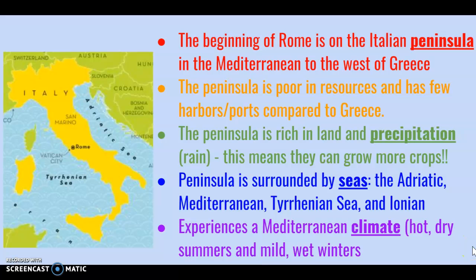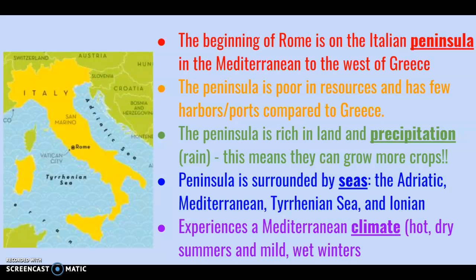The beginning of Rome is on the Italian peninsula in the Mediterranean to the west of Greece. We were talking about Greece last unit. We were talking about Egypt and Mesopotamia in the unit before that. They're all kind of in the same area around the Mediterranean Sea. They're all very close or have easy access to it. So Rome is to the west of Greece.